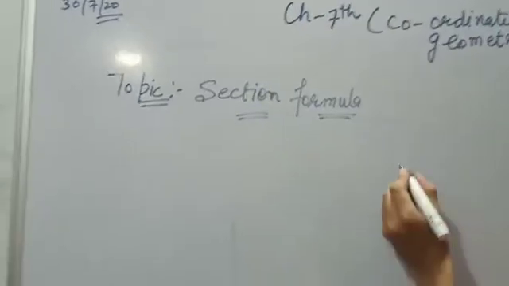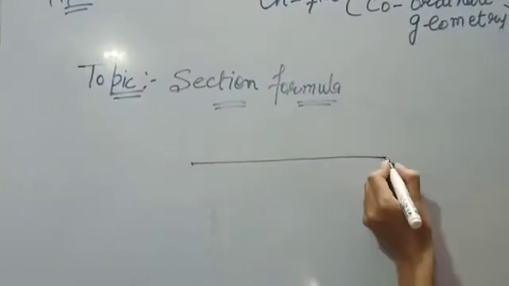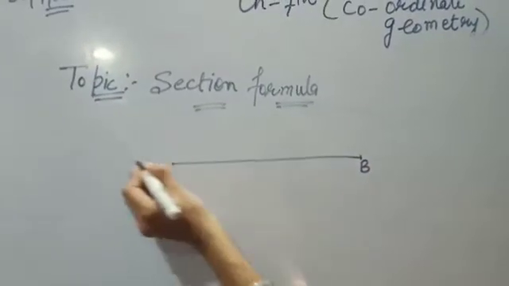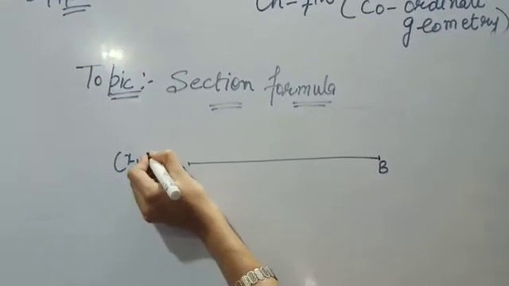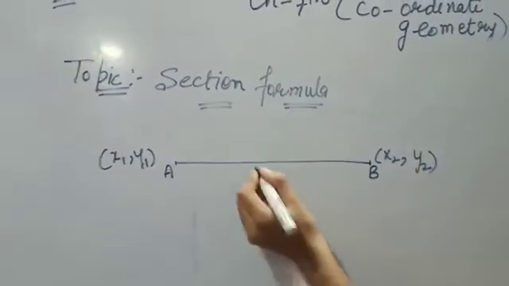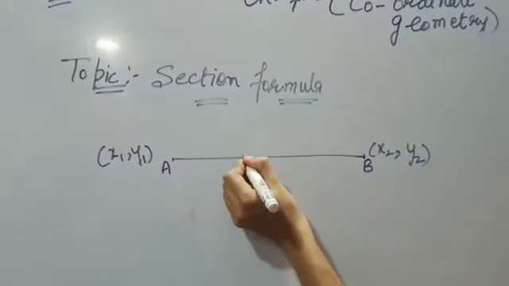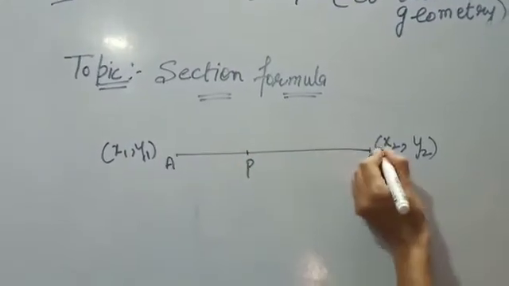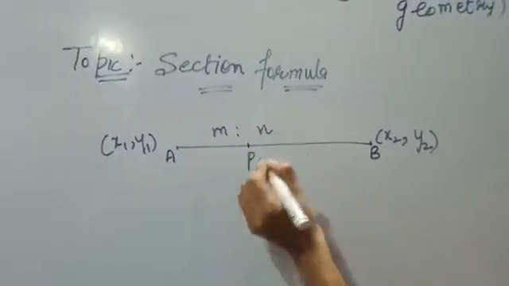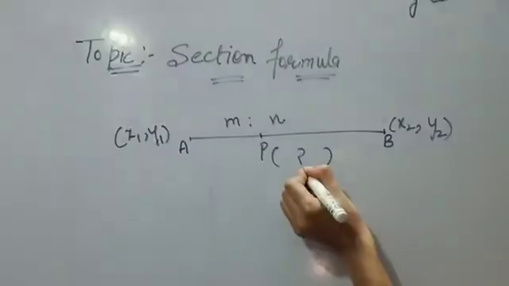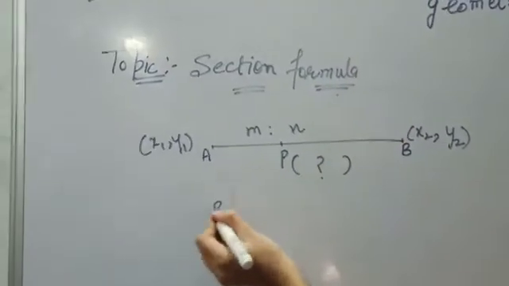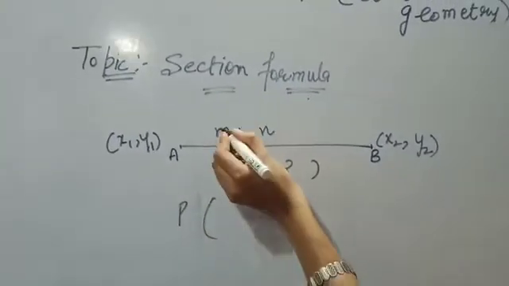To know about it, suppose we are given a line segment AB, with A having coordinates x1 and y1, and B having coordinates x2 and y2. Let P be a point that divides AB in some ratio, let the ratio be m:n. Then we have to find the coordinates of P using the section formula. How can we find them?